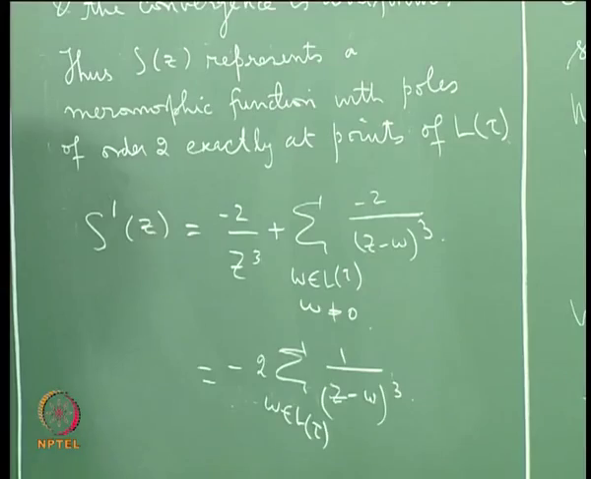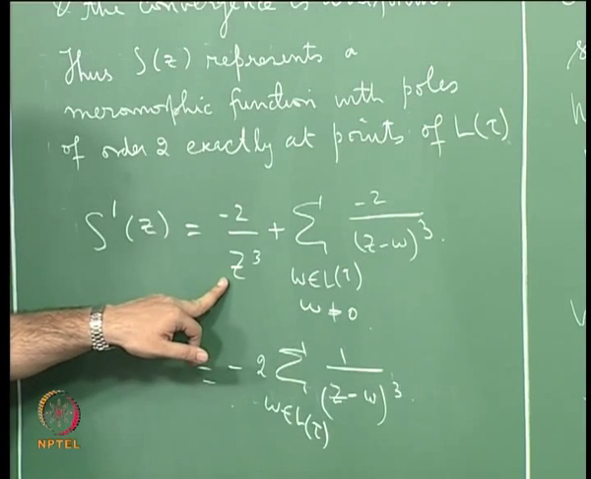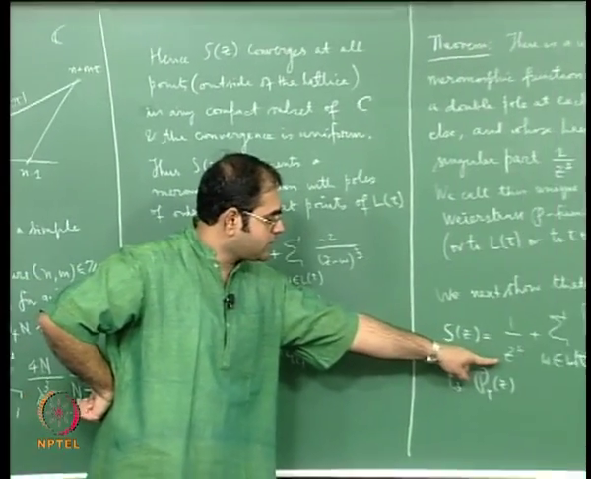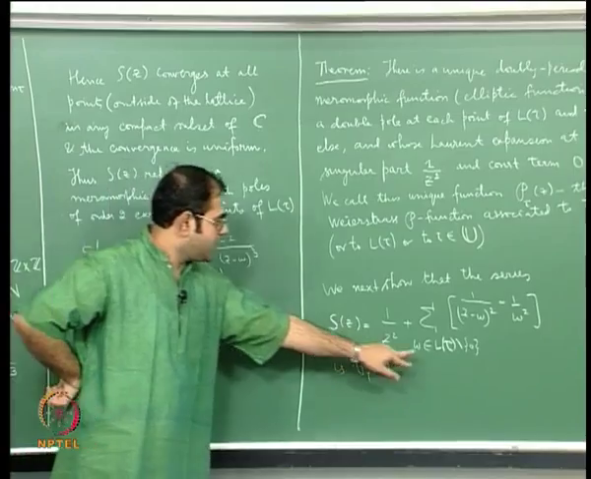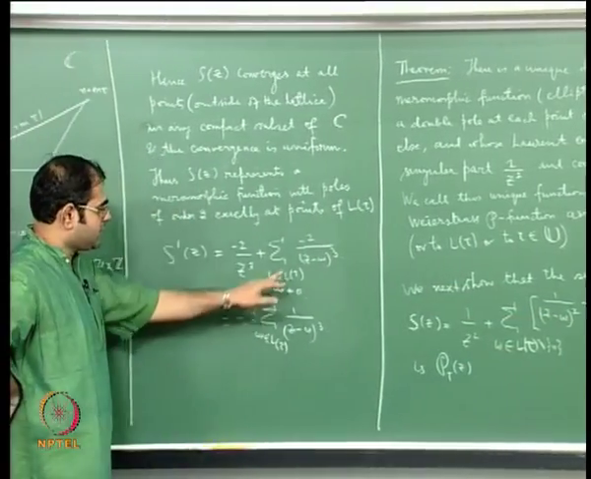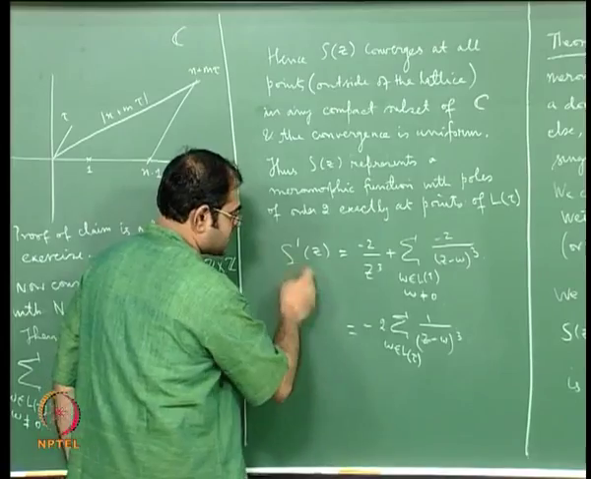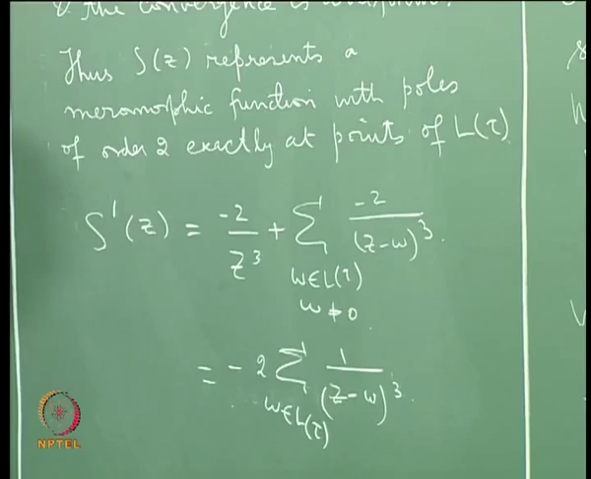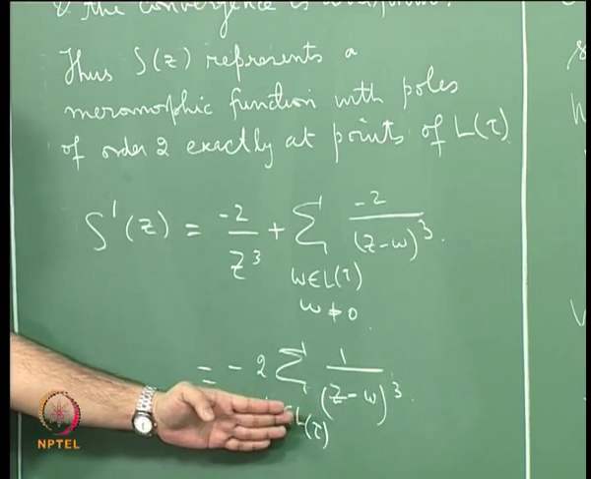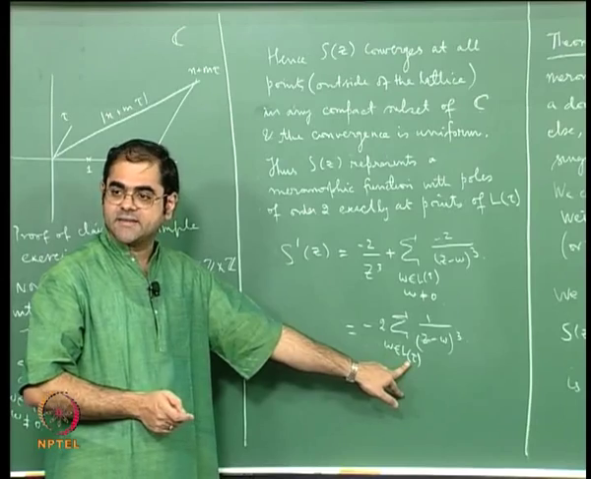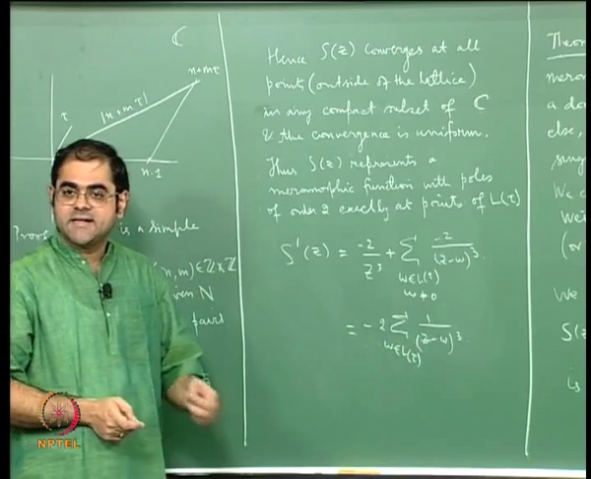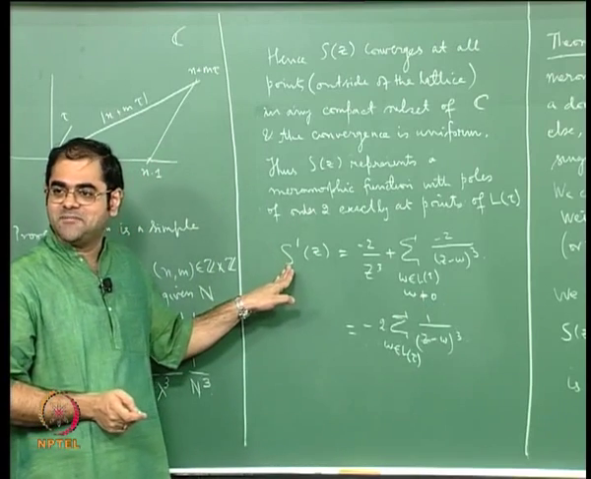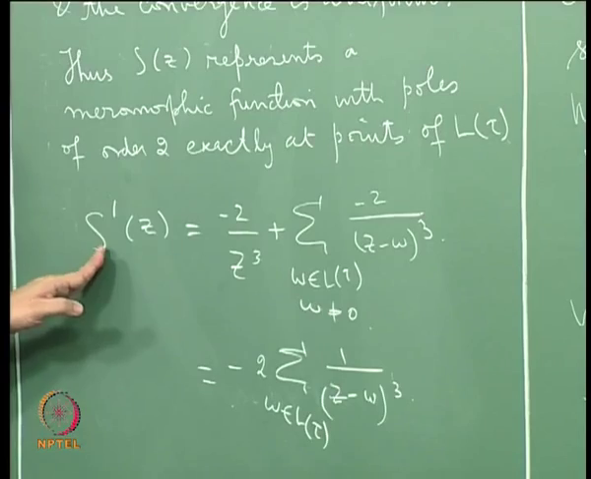Okay. I can also include z equal to 0. In the original expression I had to remove the z equal to 0 term because I had this 1 by omega squared. But here that is gone. So what I get is S prime of z is this. And this term is because this is a summation over the whole lattice. If you translate z by a lattice element, this sum is not going to change. Therefore this is certainly doubly periodic. This is certainly a doubly periodic function.